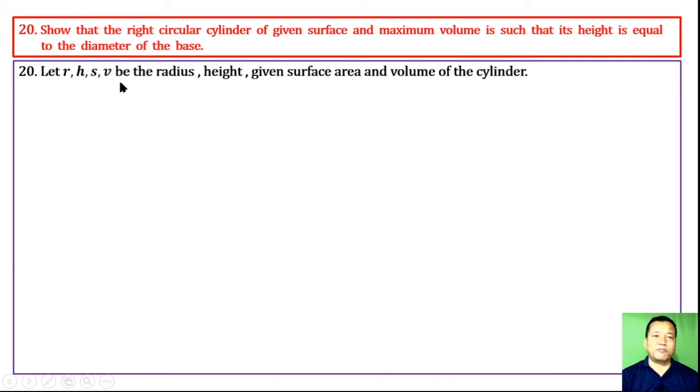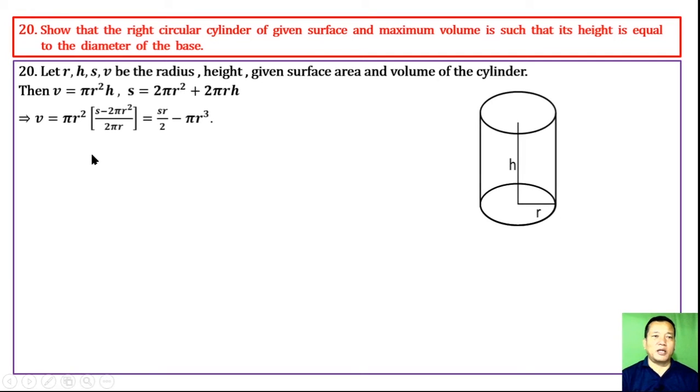Let r, h, S, and V be the radius, height, given surface area, and the volume of the cylinder. Then its volume is pi r square h, and its surface area is the area of two cross-sectional areas plus the lateral surface area, as in this picture. Now V is a function of two quantities. We have to convert it to only one variable. Now solving h from the second equation we get this, and multiplying by pi r square we get this. Now V is a function of r only, S is a given quantity.